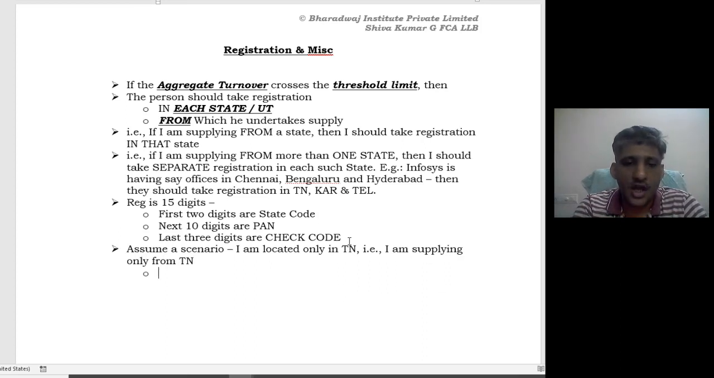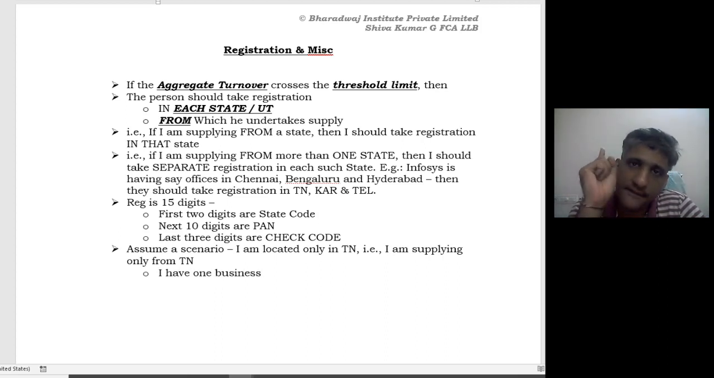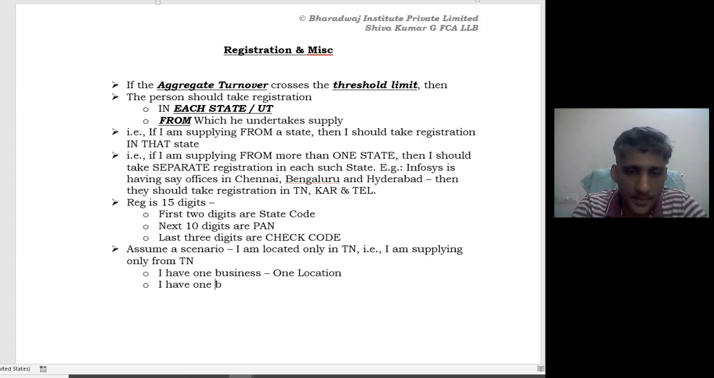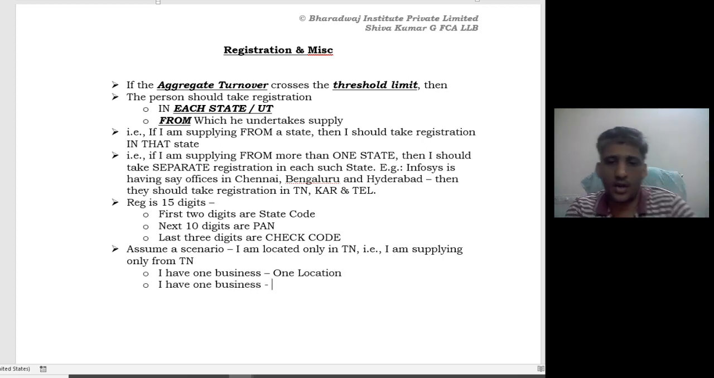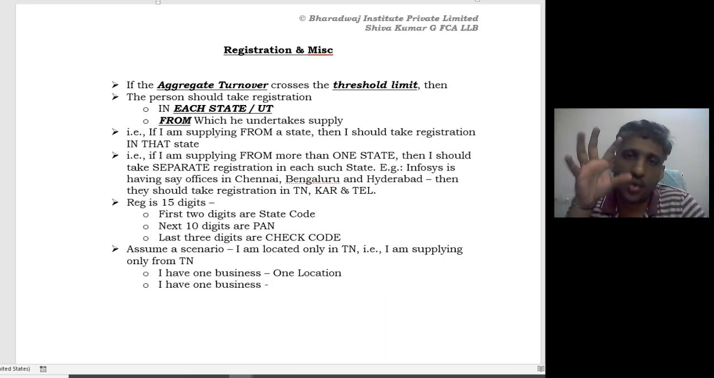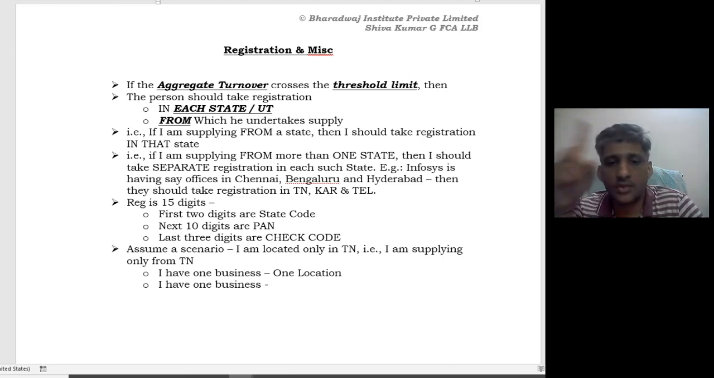Then sub scenario. Okay, I have one business, one location. I have only one business, and that business is located only in one location. I am a chartered accountant. I have only one business, CA business, and that business is located in one office. Then it is one business, one location.